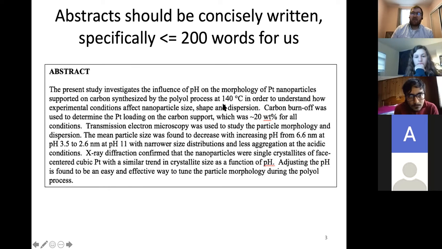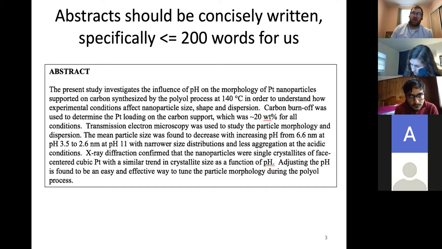But the first thing, and probably the most important part of the abstract, is that it's got to be concisely written. So that's the general rule. And for us, what that means is 200 words or less. I will say that I don't often count the words. I'm looking for generalities for the most part. So I'm not going to go in there and say you have 201, and so you're wrong, you get 0 points.